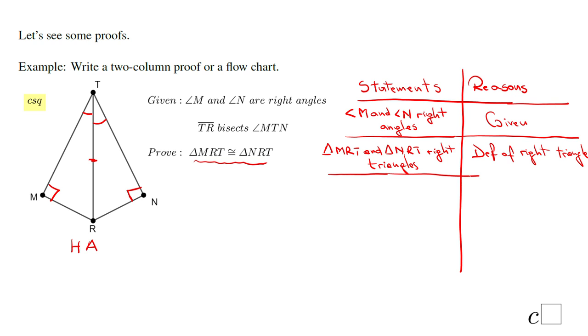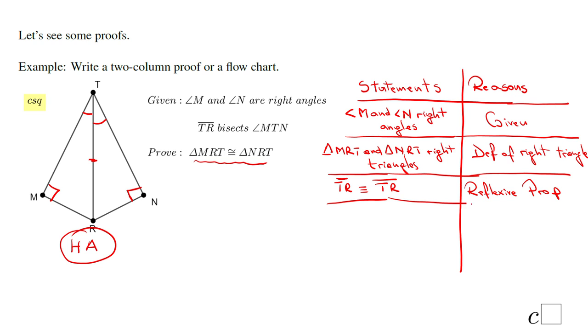And now, knowing these 2 triangles are right triangles, we can use one of the 4. And you see, I said hypotenuse-angle. So let's start with TR, the hypotenuse, congruent to itself, TR. If you remember, I call this the reflexive property. In fact, to be correct, it is the reflexive property of congruency.